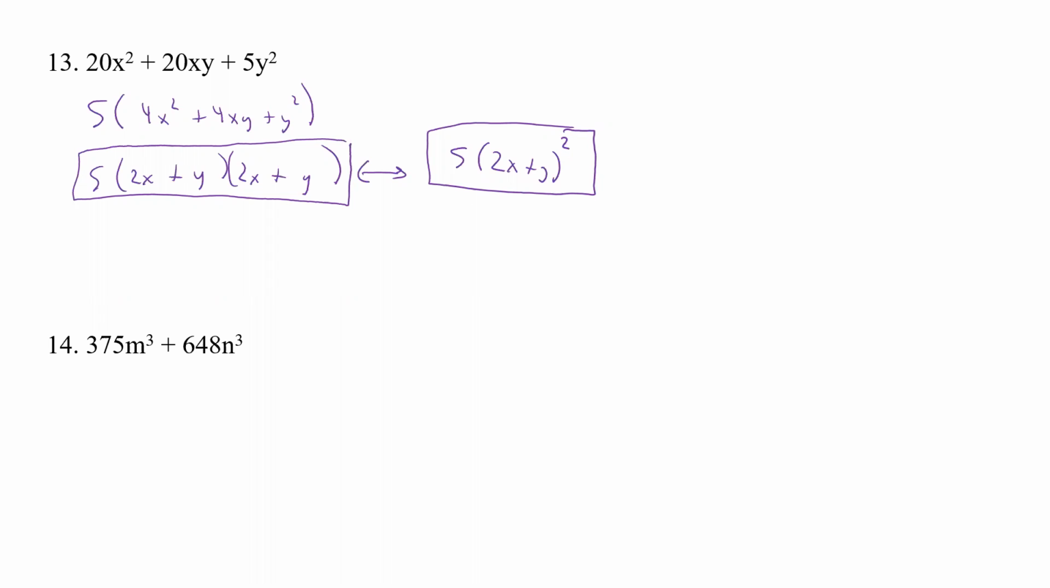All right, so what do we have next? We have 375m to the third. So what are we going to do with that one? And it's plus 648n cubed.